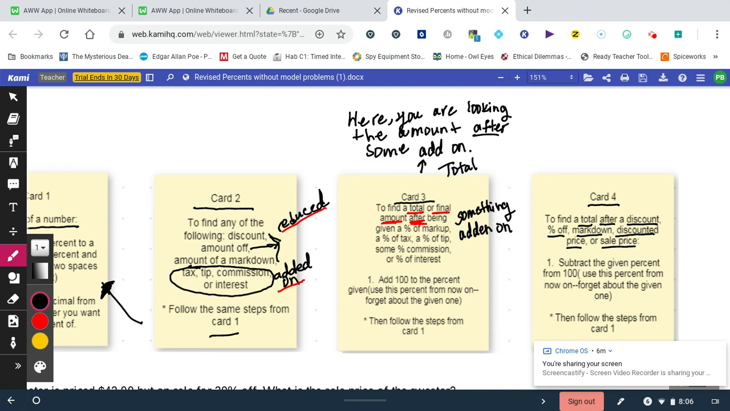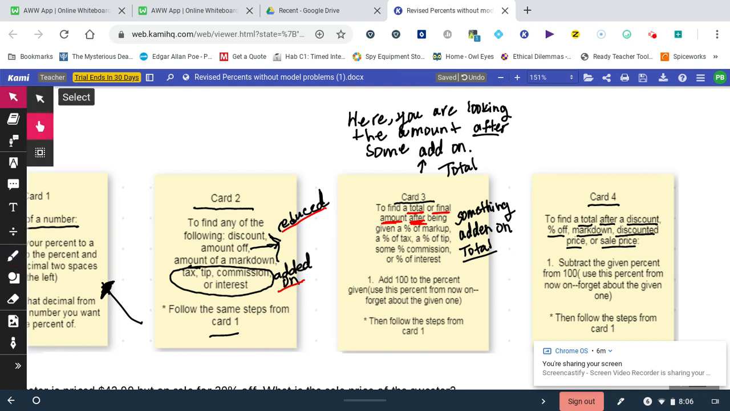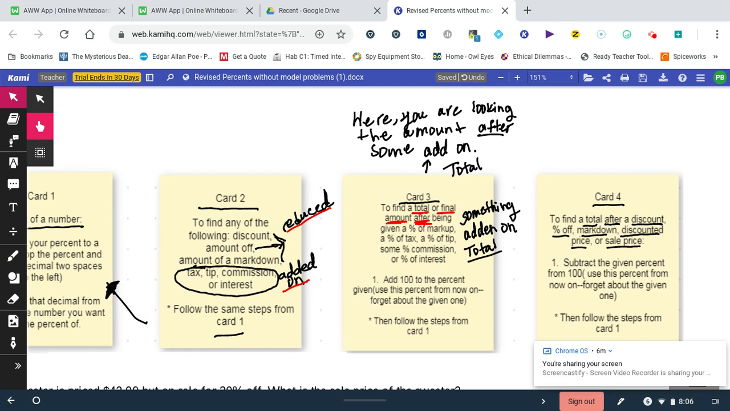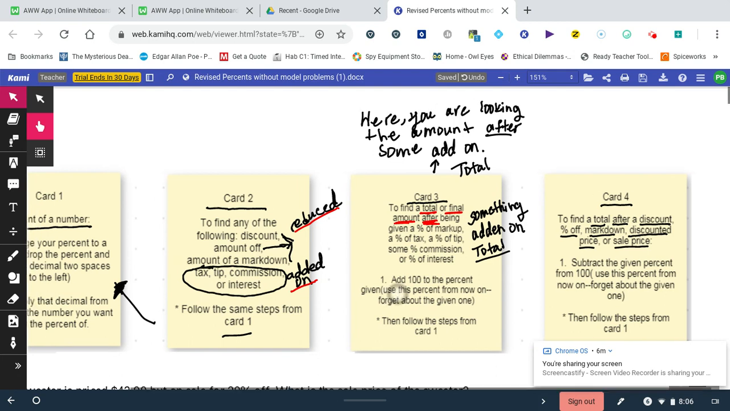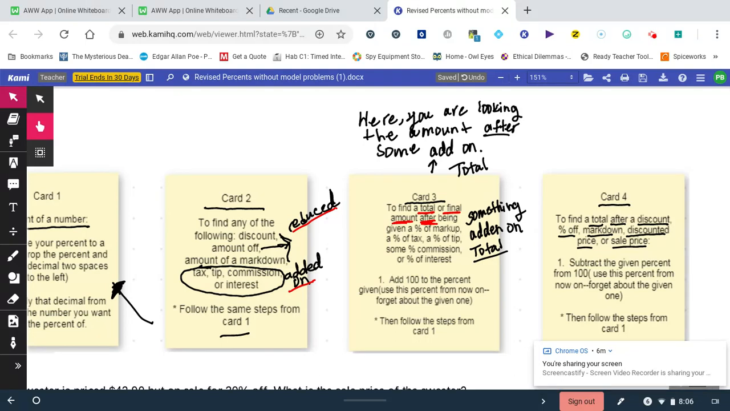Okay, but then again, after you add that something on, you're looking for the total. All right, so what do you do? In this particular case, you want to add 100 to the percent given. And then that percent that you get after you add 100, you're going to use that percent from now on. Forget about the given one.